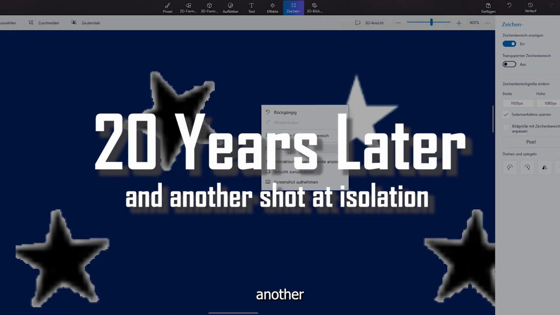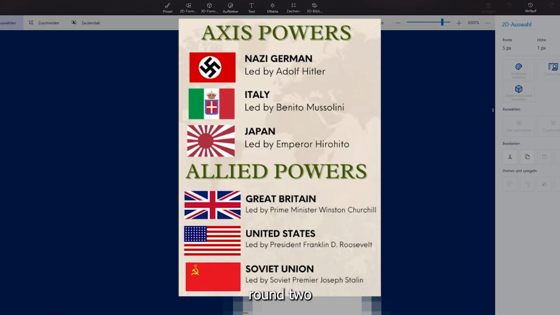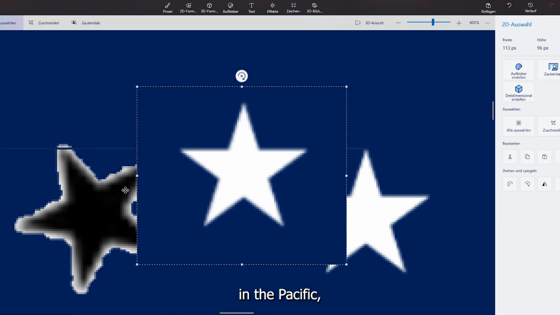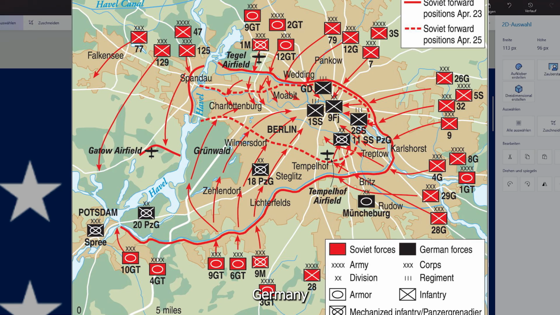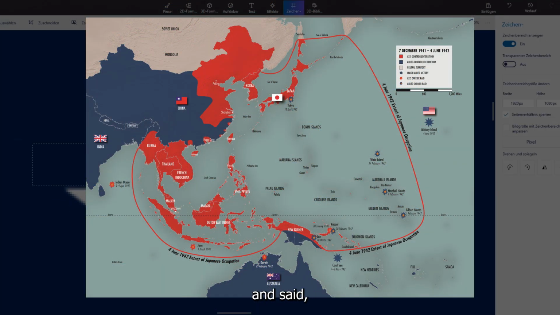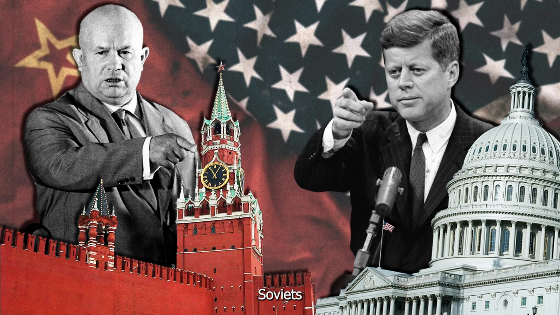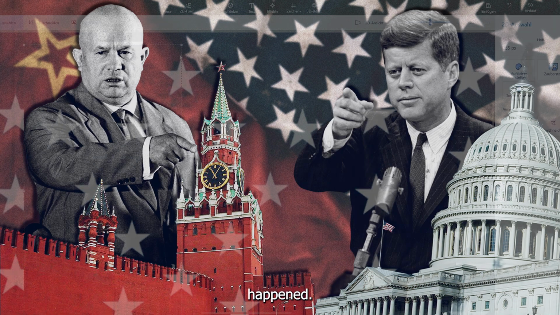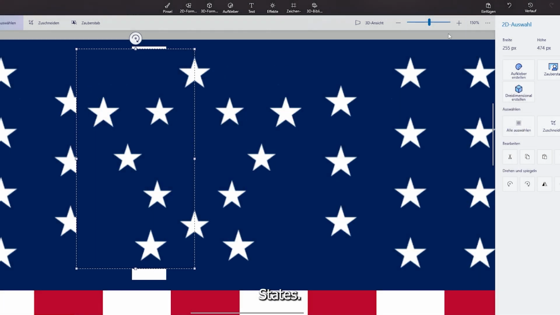20 years later, in another attempt at isolation, Pearl Harbor happened and they got dragged into round 2 by the Japanese. After some battles in the Pacific, they took a break from it, did D-Day with the British and Canadians, defeated Germany again, and Italy in the process, and then they remembered the Japanese and said, alright, that, and shot 2 nukes at them. This didn't make the Soviets very happy, and Cold War times happened, a few races and proxy wars here and there, and we have the United States we have today.